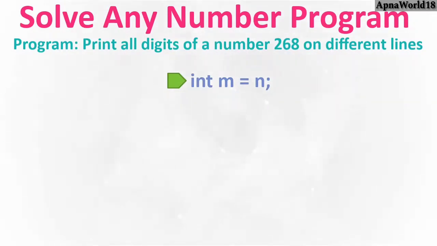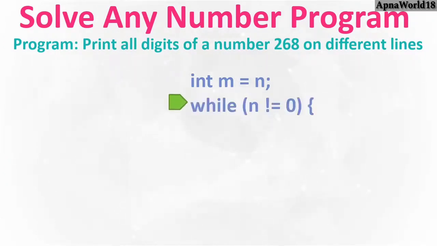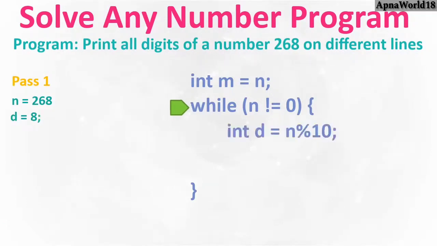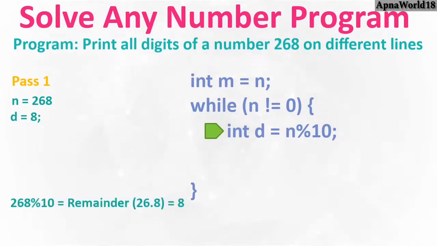Getting back to our code, we have already created a copy of our number n in m. What we will do is, we will set up a while loop till this number is 0. Then inside the while loop, we will first write the code to extract the rightmost number. How do we do it? We use the remainder operator with 10. What does this do? It divides the number with 10 and gives us the remainder. And what is the remainder? It is the last digit of the number. So now we have the last digit in variable d.